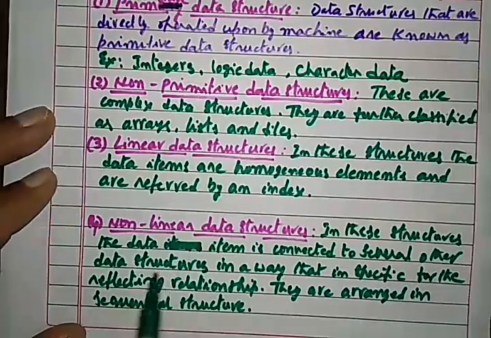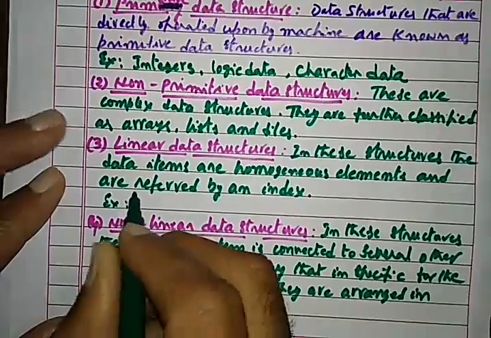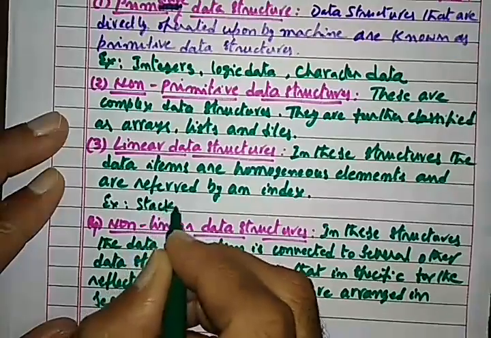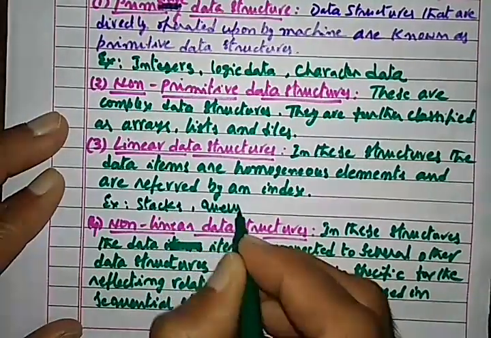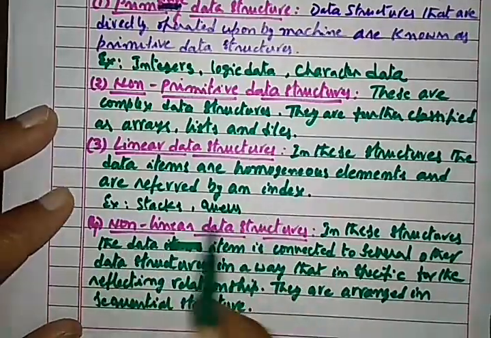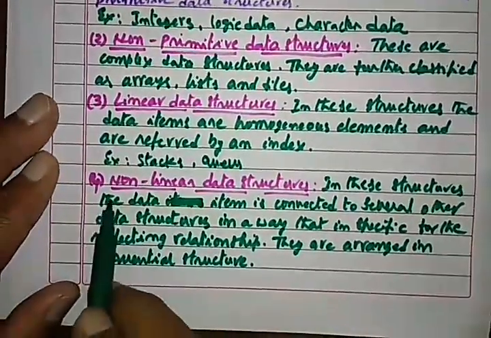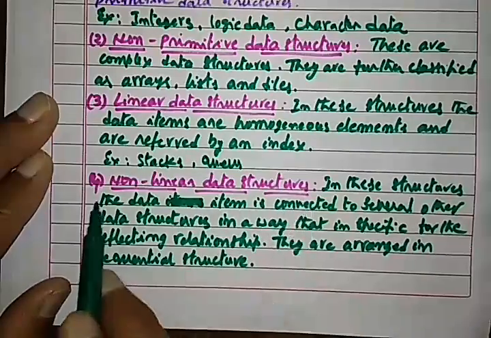So examples: stacks or queues. So these are the examples. This you should remember. Then nonlinear data structures. This is the last one.